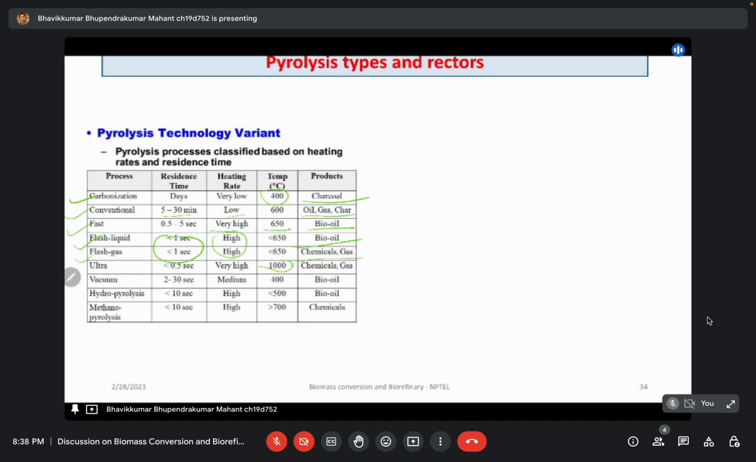Vacuum pyrolysis takes 2 to 30 seconds, with a medium heating rate around 400 degrees centigrade, giving bio-oil. Hydropyrolysis takes less than 10 seconds, with a high heating rate, giving bio-oil. Then there is methanopyrolysis.